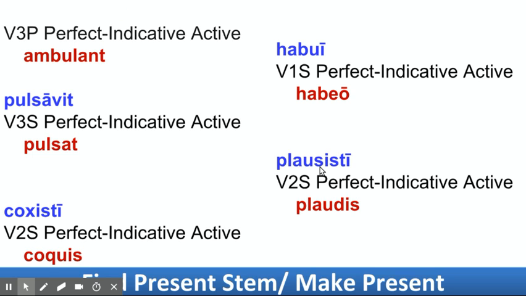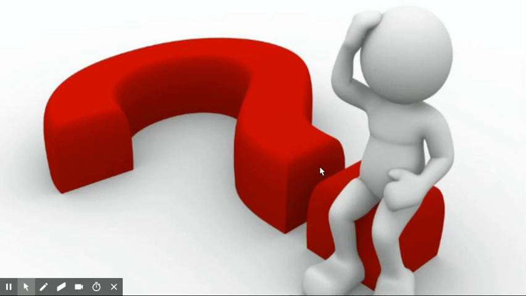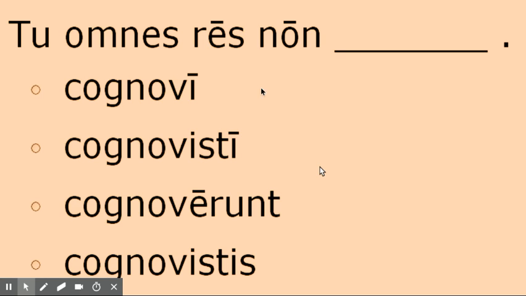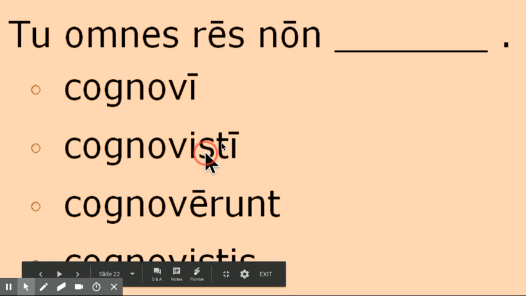All right, so let's review with a question. Tu omnes res non. So which of these verbs is going to agree with tu, second singular? It would be cognovisti.